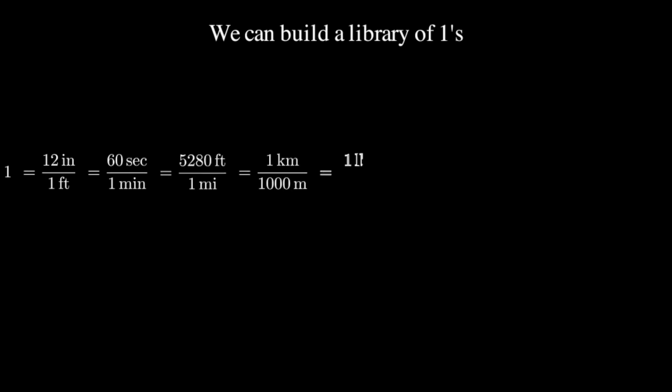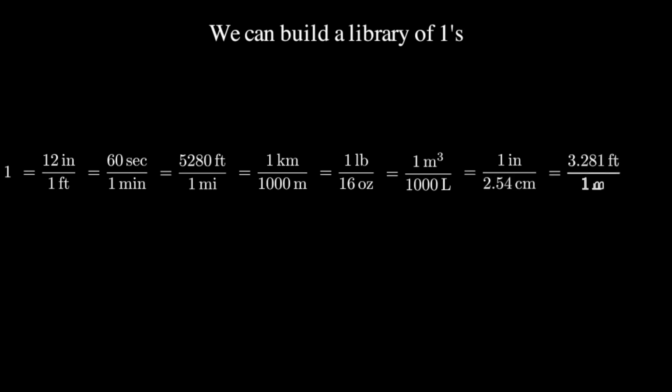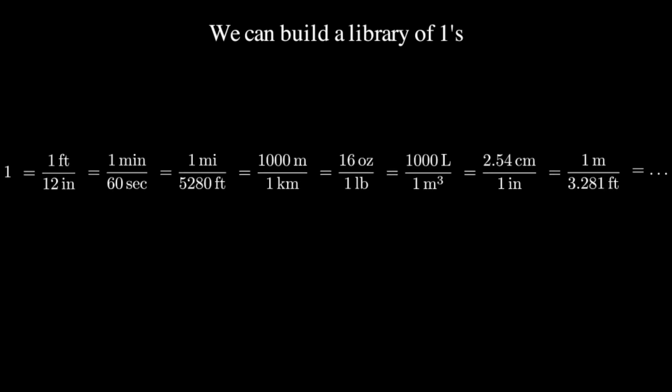Now that we've got the basic idea, multiplying by 1, let's brainstorm some of the ones we know and build a library of ones. Note that for each of these terms, the numerator and denominator measure the same thing, just different units. All of these numerators and denominators are equivalent, so we can flip them and still have a library of ones.